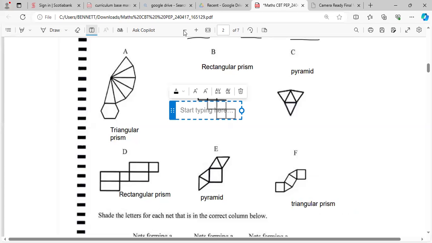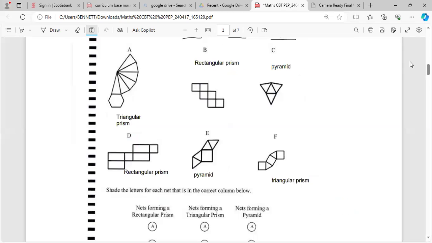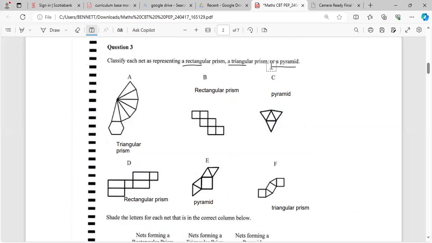I want you guys to look and tell me which you disagree with. If you agree with it, that's fine. If you disagree with a particular one, then you let me know, and then we can discuss. So for A, it says it's a triangular prism. B, a rectangular prism. C, a pyramid. D, a rectangular prism. E, a pyramid. While for F, it's a triangular prism. Do we agree with all 6?